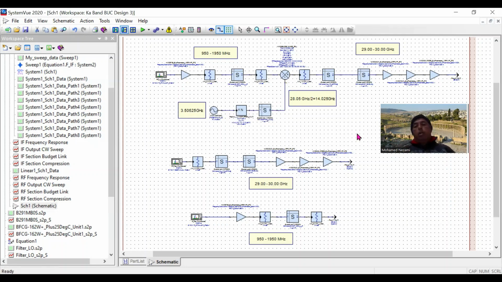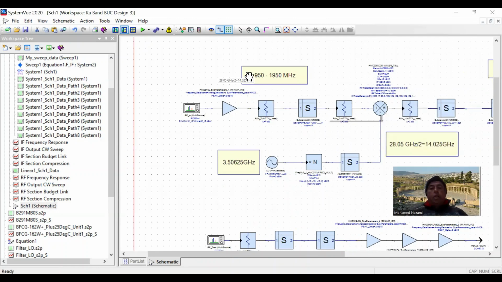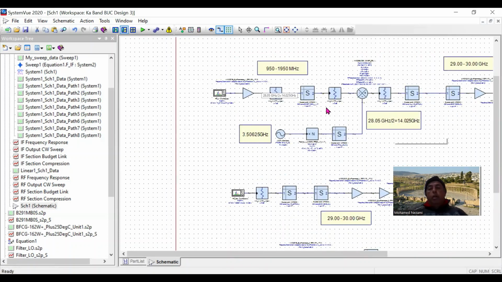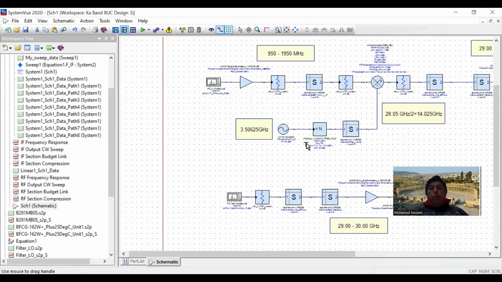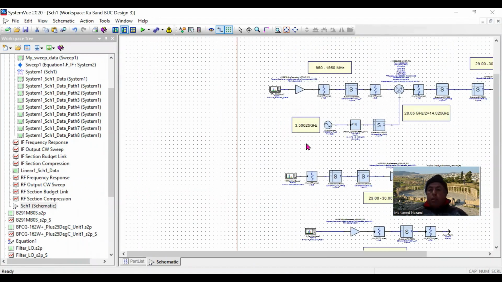Now in this system, like I said, here is the IF section that is responsible for taking the L band signal from the modem to the mixer. And then we've got the local oscillator section here. To reduce the complexity, the local oscillator I've chosen today is a phase lock loop synthesizer that puts out a signal at 3.50625 gigahertz. That's easy to build.